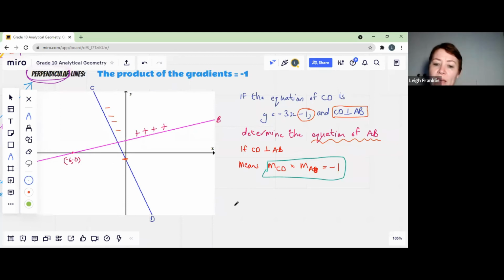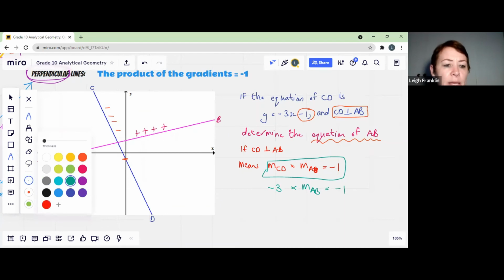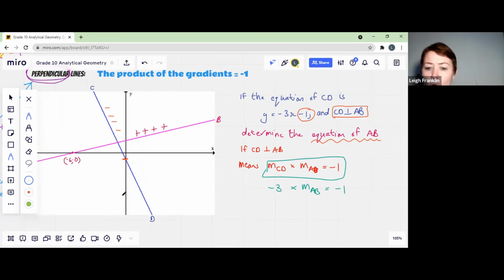So if we know what the gradient of CD is, we can substitute it in here. The gradient of CD is -3. The gradient of AB is what we're trying to calculate. This is no different to you solving a simple, easy equation. Your gradient AB is like a letter. It's like an X or a Y or an A or whatever.